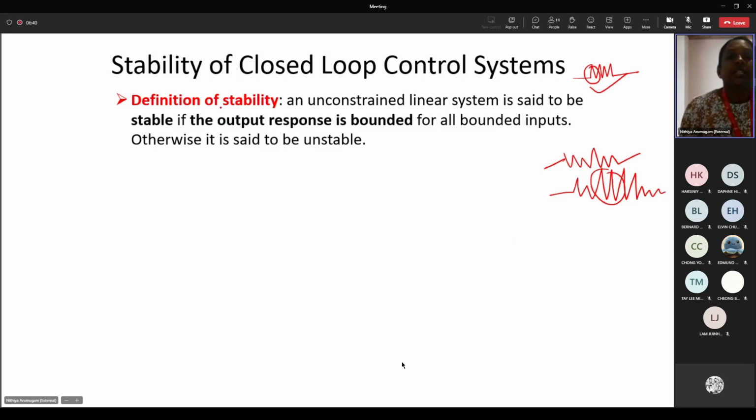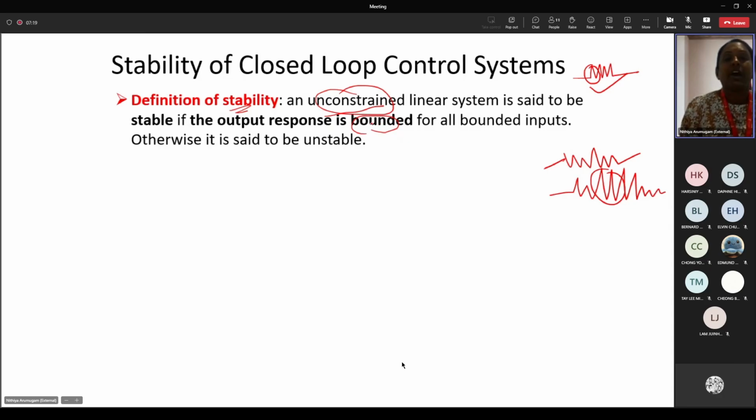So let's look into the definition of stability. Stability means an unconstrained linear system is said to be stable if the output response is bounded for all bounded inputs. So what do they mean by unconstrained here? Unconstrained usually refers to the ideal situation in which there are no physical limits on the input and output variables.